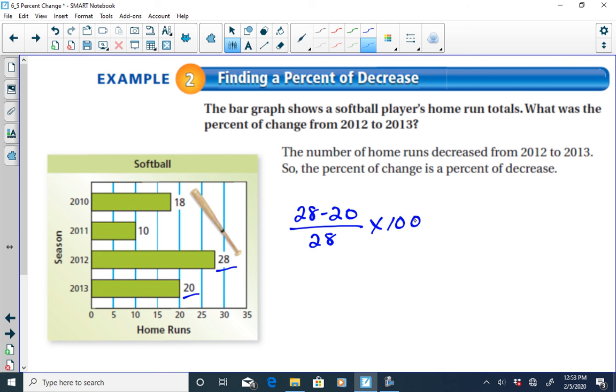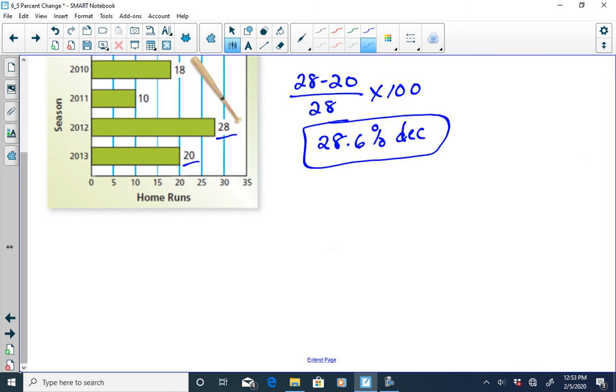When we take away 28 and 20, that's going to give us 8. We divide 8 by 28 and multiply that by 100. That's going to give us a 28.6% decrease. 28.6%, that's a decrease because we're going from a larger amount of home runs, which is 28, to a lower amount of home runs.